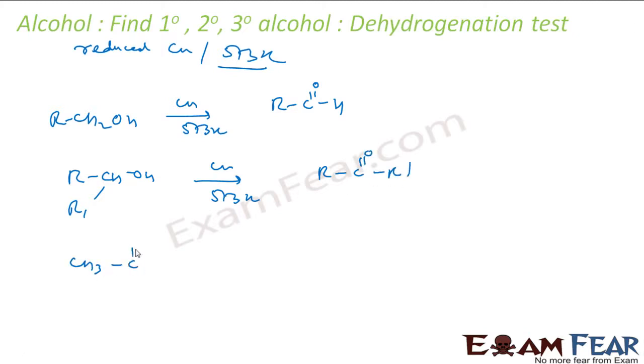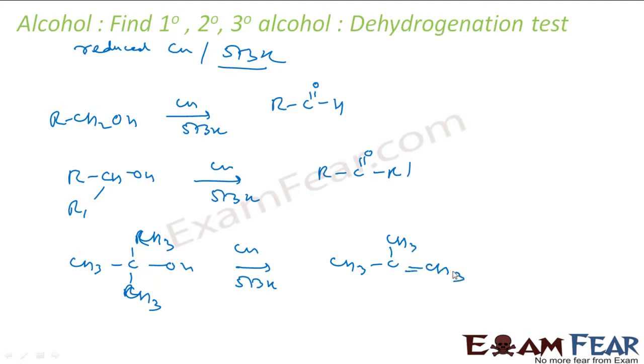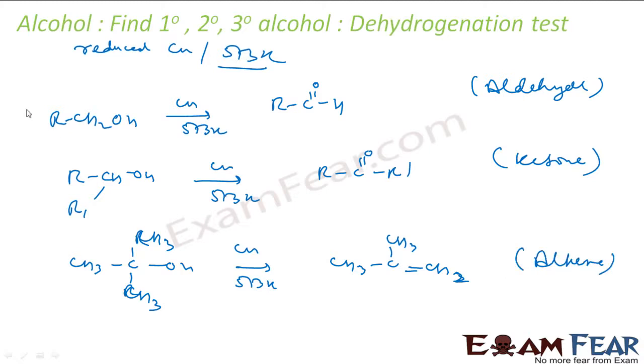If I have a tertiary alcohol, let's suppose, or let me add CH3 because it will be alkene, right? If I use copper at the same temperature, what you get is alkene, and this you can easily identify using bromine water test, right? So this is my aldehyde, this is my ketone, this is my alkene. This is my 1 degree, 2 degree and 3 degree. So if you see, using my dehydrogenation test also we can tell whether it's a primary, secondary or tertiary.